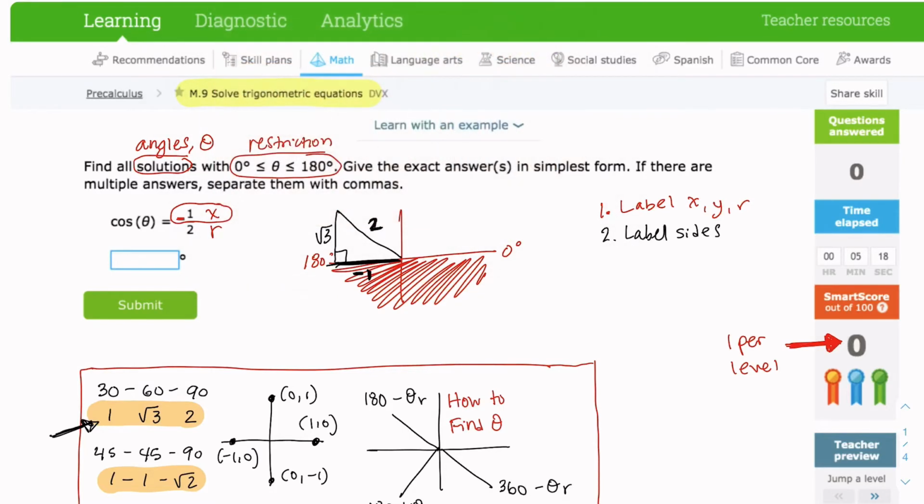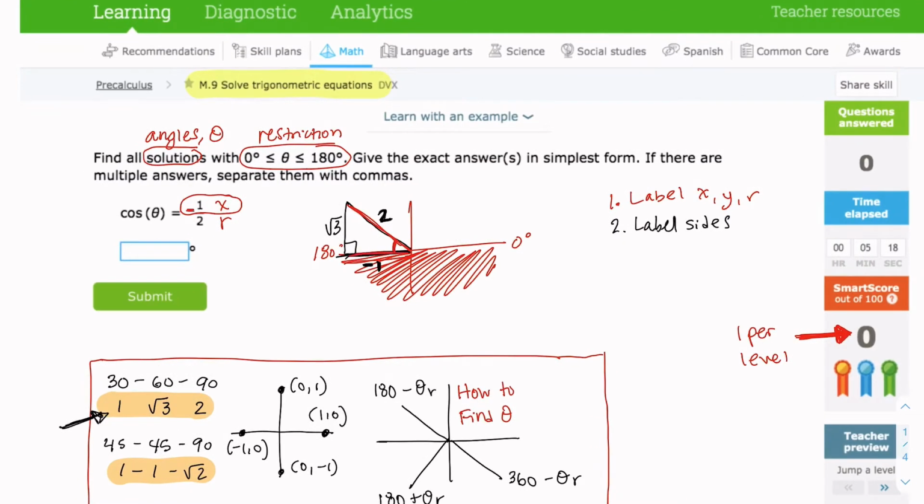Now the important thing is to label our reference angle, the piece between our angle and the x-axis. Our reference angle in this case is across the radical 3, so I know it's 60 degrees. And we're one step away now.